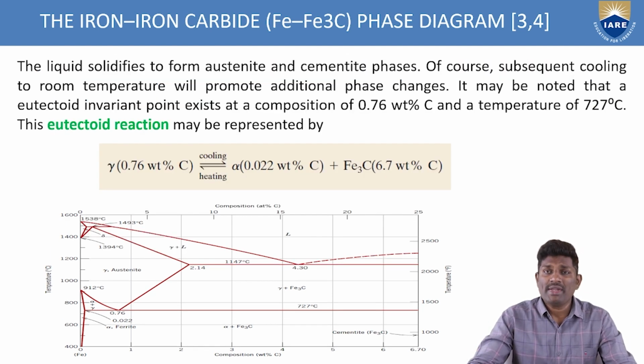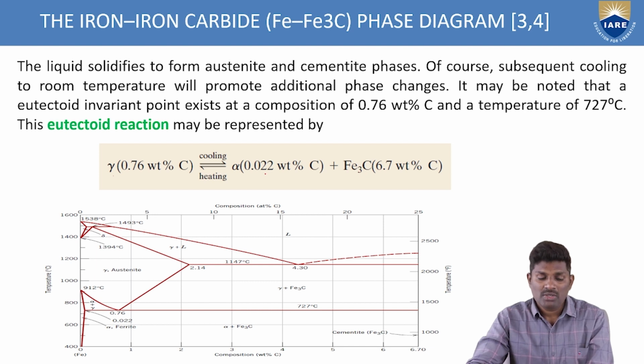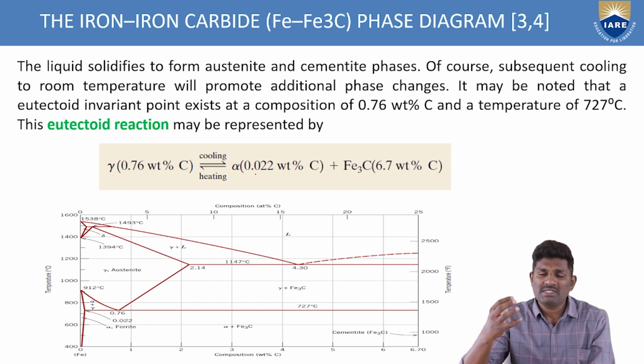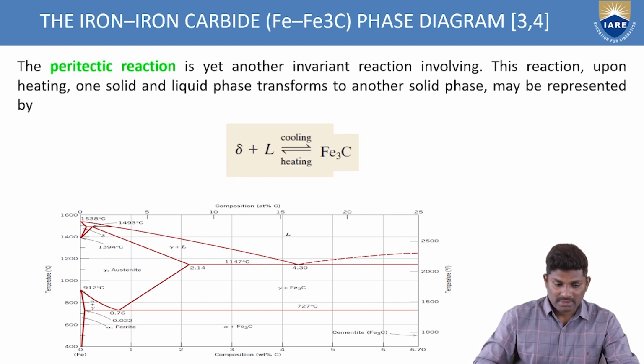And the eutectoid reaction is nothing but one solid phase converting again into two solid phases, that is alpha as well as Fe3C. Alpha has a very small weight percentage of carbon, approximately 0.022, and Fe3C, that is the cementite, has 6.7 weight percentage of carbon. So this is the eutectoid reaction. When one solid phase is cooled or heated, you get two types of solids. That is called the eutectoid reaction.